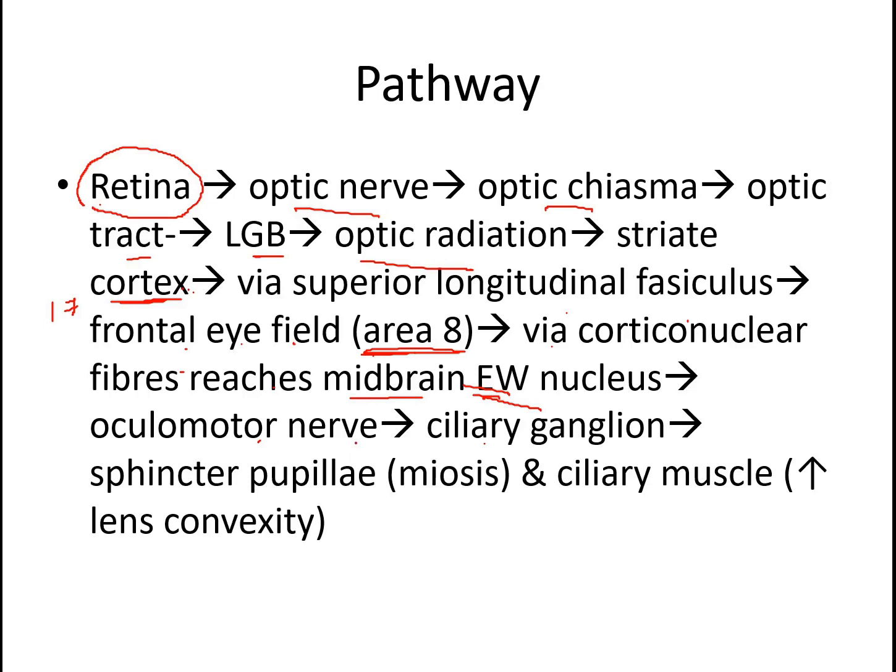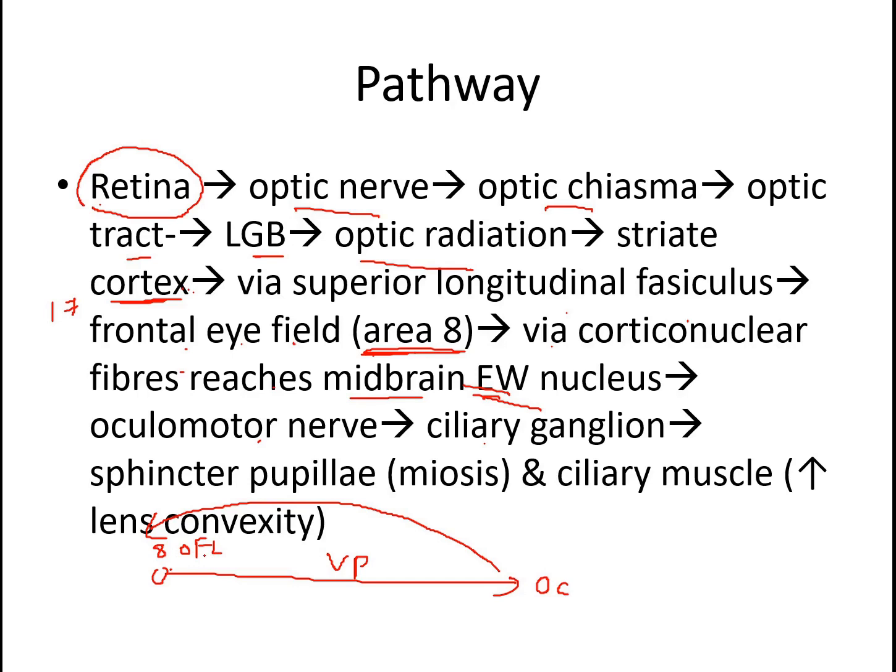So all this causes convergence, it causes constriction of pupil, and it increases the curvature of the lens. So just to summarize again now, the pathway of accommodation reflex is very similar to your visual pathway. From the retina, the impulse has reached your occipital cortex, that is the posterior aspect of your brain. From there, via superior longitudinal fasciculus, impulses will reach area number 8, and this area number 8 is present in the frontal lobe of your brain.